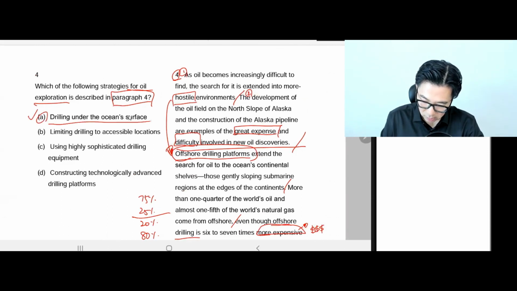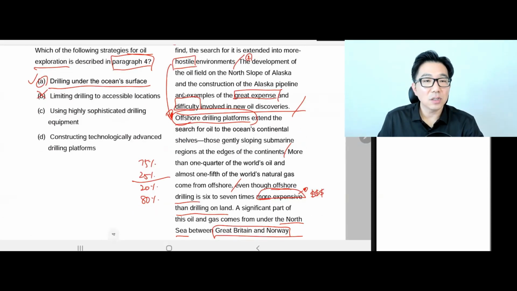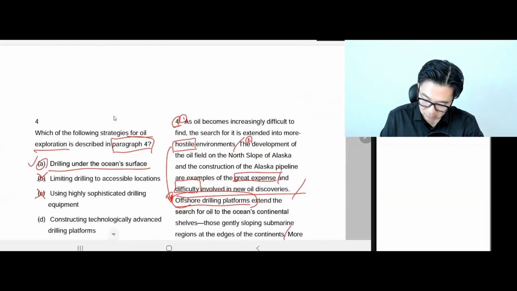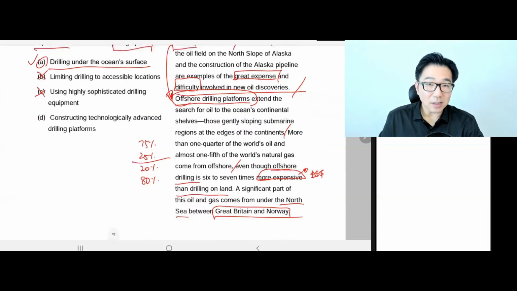Under the water. Yeah, I think so. Limiting drilling to accessible location. Not mentioned. I mean, it could be true or not. I don't know, but it's not mentioned in the passage paragraph that we just read. Using highly sophisticated drilling equipment. See, it's a test. It's a comprehension test. It's a factual question, right? So this could be true in reality, but it's not mentioned in the paragraph at all. So don't let your imagination run wild. Okay, just find the answer from the passage.